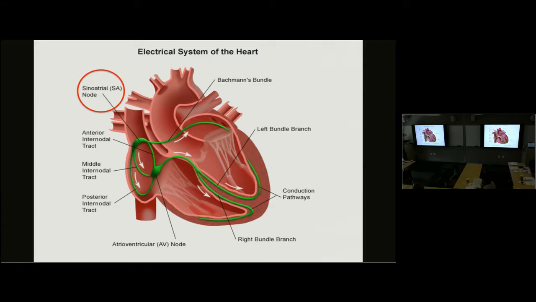So this all starts with the pacemaker of your heart. Everybody has a pacemaker, and your pacemaker is considered your sinoatrial node, better known as your SA node. And this is where it's located in the heart. It's near the right atrium towards the top, near the SVC, or superior vena cava.